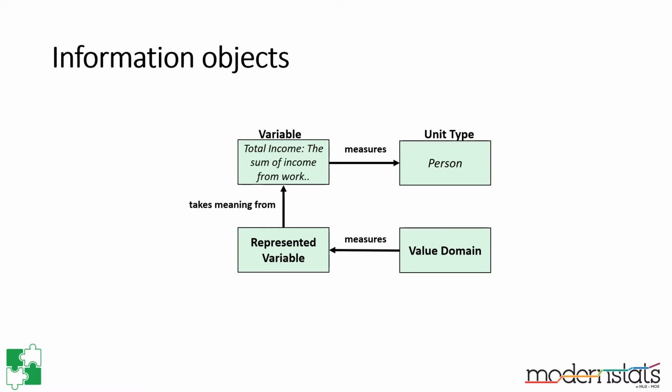And if we put this information into the information objects, the variable that we saw on the previous page would be total income with the definition, and the unit type is person. And now we can use the represented variable to define the variable further by adding a value domain. The represented variable takes the meaning from the variable, and we use a value domain to measure it. Total income can be measured in different ways, and that will be described in the value domain.